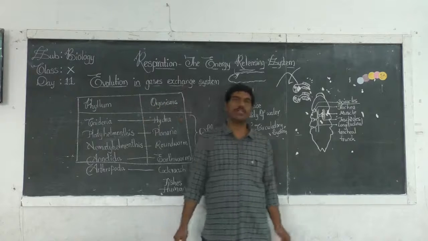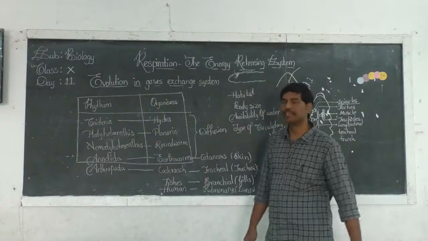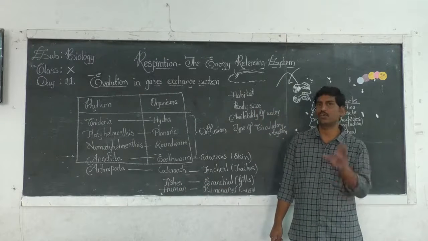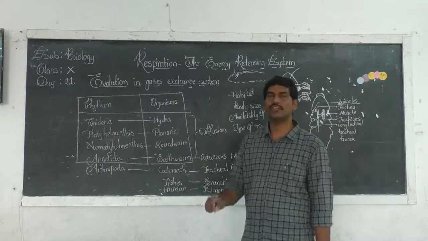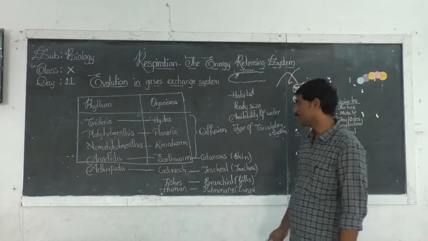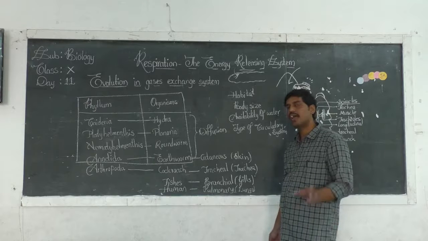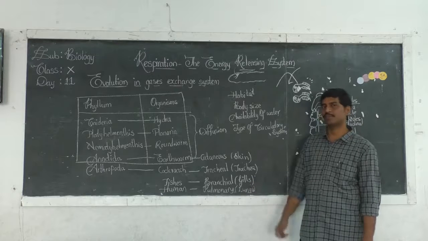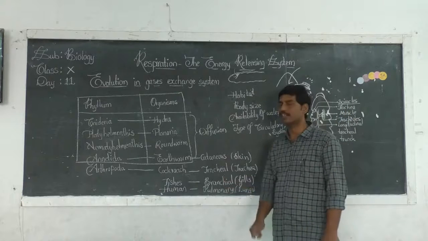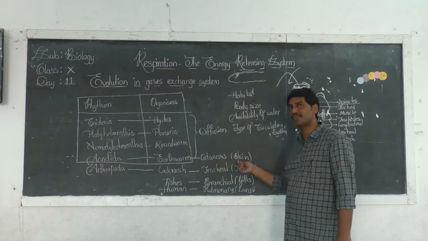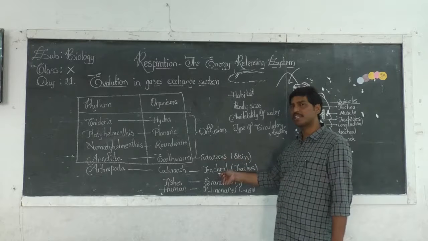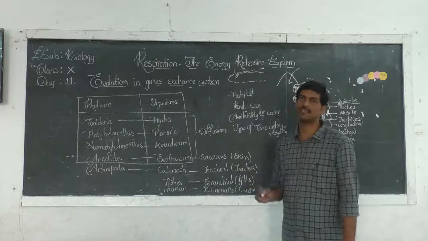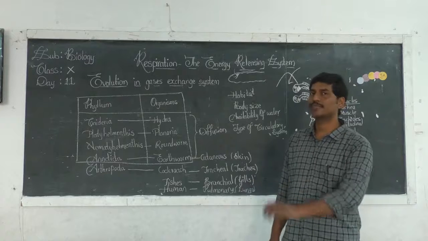Then later on, when you see fishes, they are completely aquatic organisms, right? So they obtain the oxygen which is in a dissolved state in water. To obtain this dissolved oxygen, they have specialized respiratory organs called gills. The type of respiration because of gills is called branchial respiration. Cutaneous respiration is by skin. In tracheal respiration, the respiratory organs are called trachea. In branchial respiration, the respiratory organs are called gills. So fishes respire through gills.